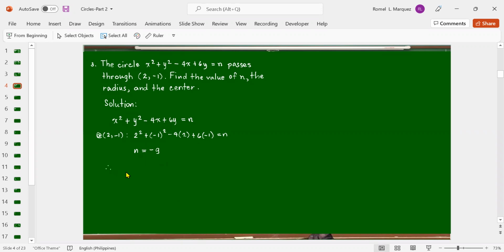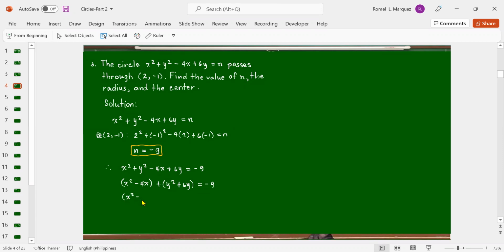Therefore, the equation of the circle is x squared plus y squared minus 4x plus 6y equals negative 9, where n is equal to what? Negative 9. Okay? So to get the radius, we can reduce this to what? To center-radius form, separating x terms from the y terms. We get x squared minus 4x plus y squared plus 6y equals negative 9.